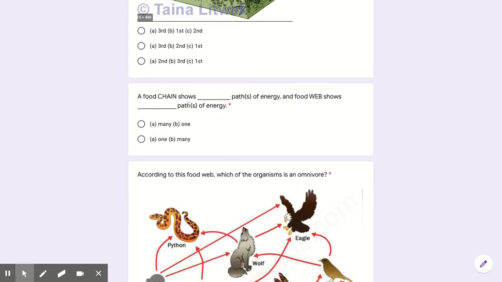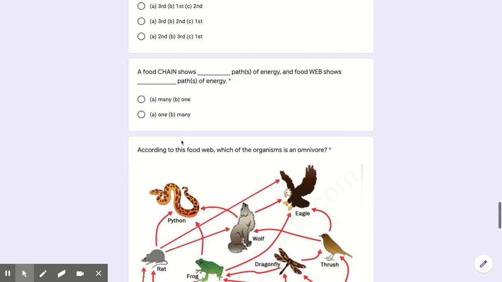A food chain shows blank paths of energy. The food web shows blank paths of energy. Is it many and one, or one and many?